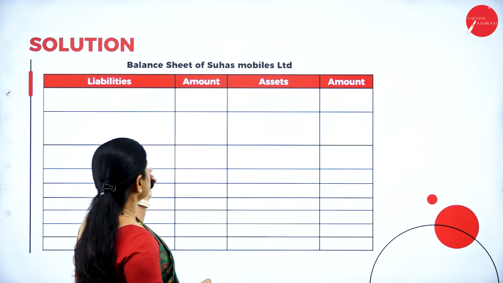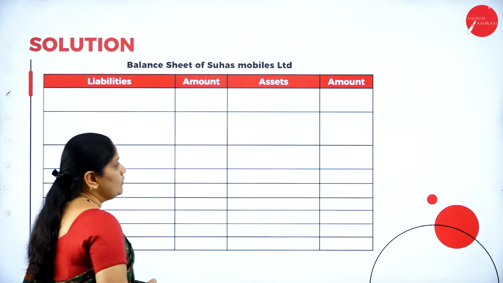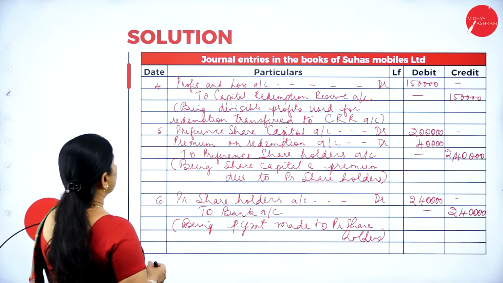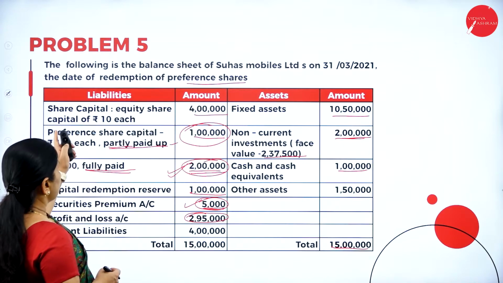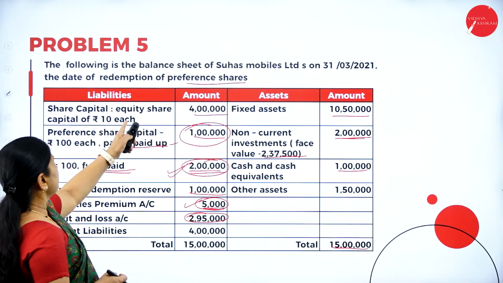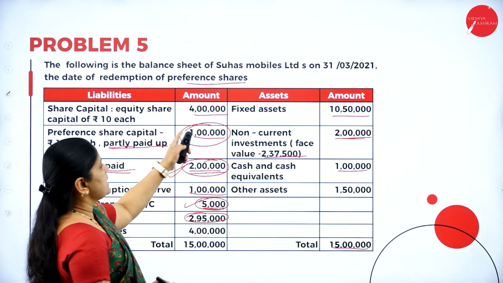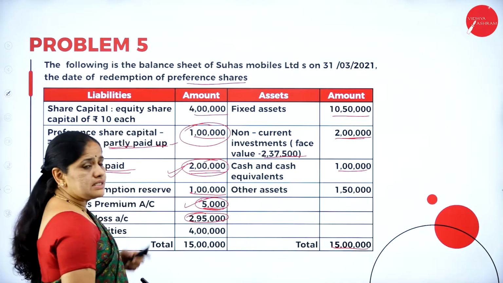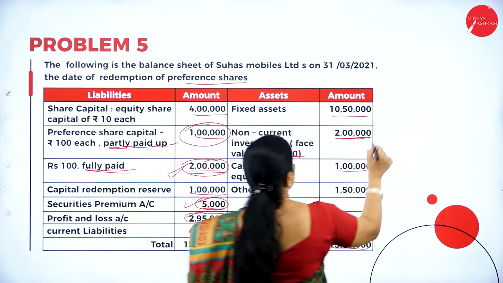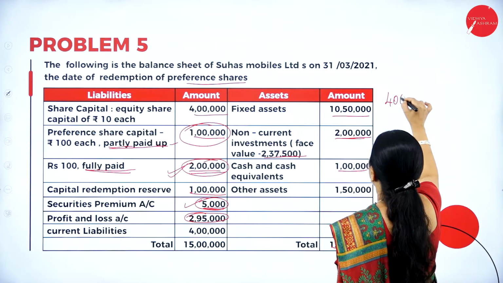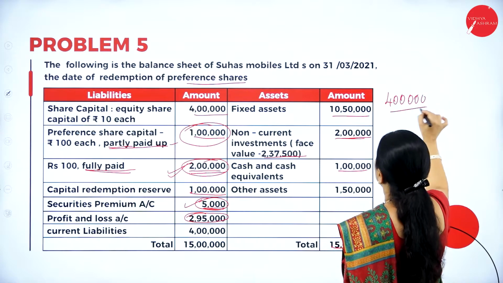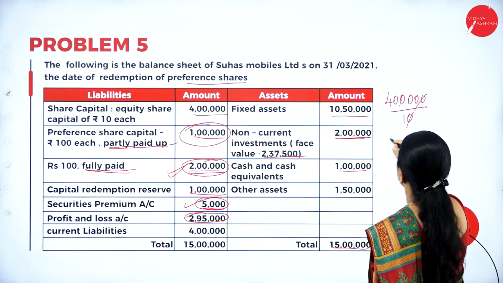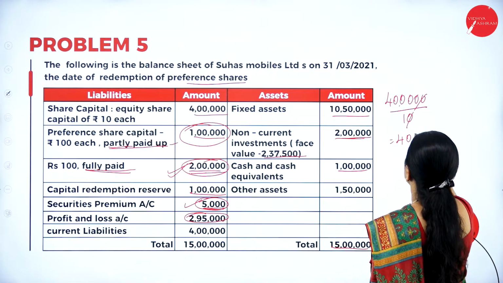Now the next is the balance sheet. Now when we are writing the balance sheet, we will have to see the previous balance sheet and write it down. So what is the share capital here? Equity share capital of rupees 10 each, 4 lakhs they have written. So 4 lakhs means what is the number of shares here? So this will be equal to 4 lakhs divided by 10. So how much it is? So the number of shares is 40,000.